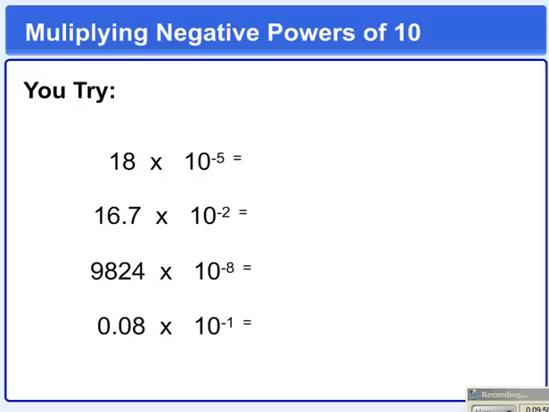Okay, here we go. We have 18 and 10 to the negative 5th power. I'm going to start with my 18. My decimal's there. I'm going to go back 5 places. 1, 2, 3, 4, 5. Put my decimal, fill my zeros in.